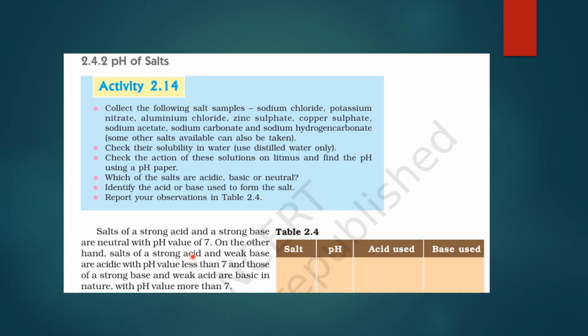और salts of a strong acid and a weak base are acidic with a pH value less than 7. एसिड यहाँ डोमिनेट कर गई तो वो एसिडिक बनेगा. एंड स्ट्रॉन्ग बेस और वीक एसिड अगर रिएक्ट करते हैं देन यू गेट अ बेसिक नेचर of the salt. pH will be more than 7. All right, so these are the observations.